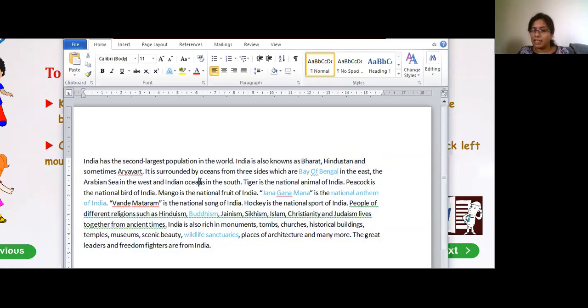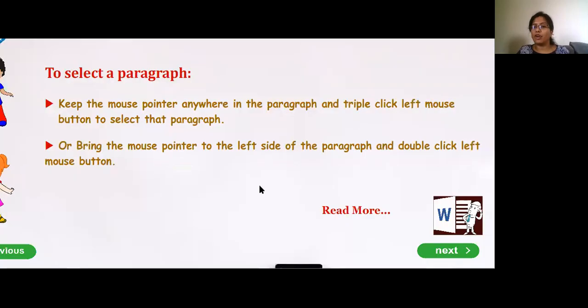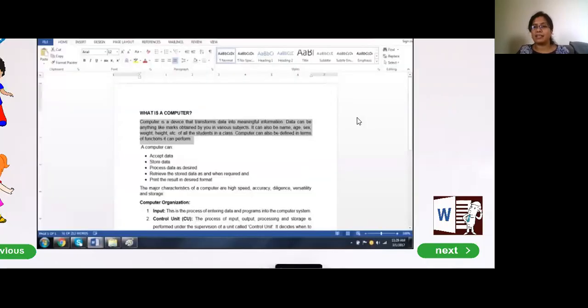If you bring it in the center, triple click. If you come to the left margin, double click. Like this, you can select your paragraphs or words or lines. Easy, right? You just have to give it a try, children.